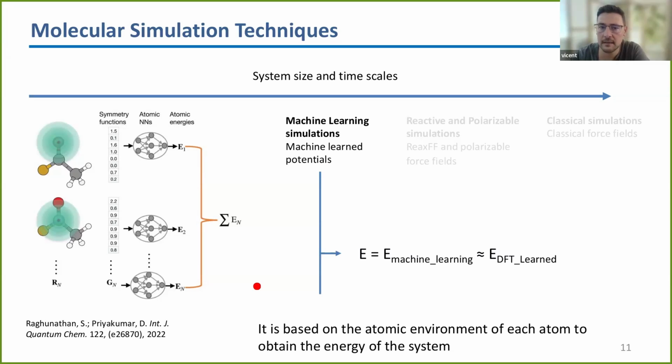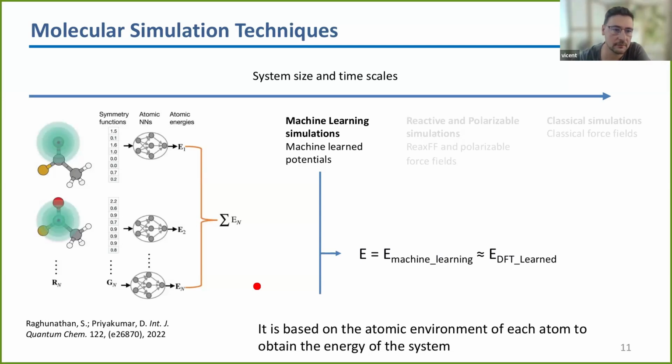When I see machine learning simulations, I specifically use this type of machine learning interatomic potentials. It means that we are running the same simulation as with the classical force field. We are solving the equations of motion, but the energy of the system comes from a machine learning method. So how is this more or less done? We have the description of a molecule.